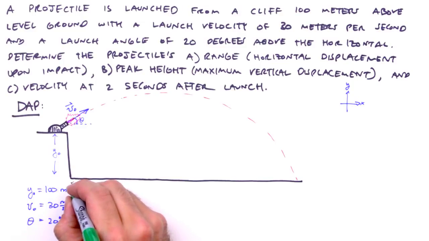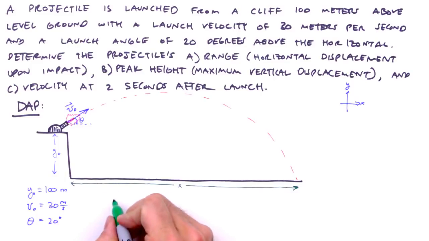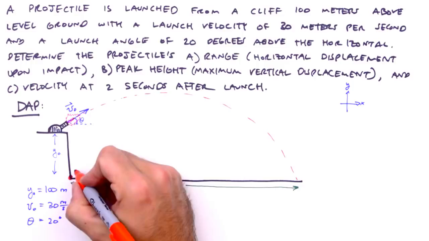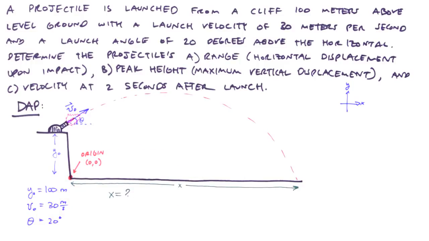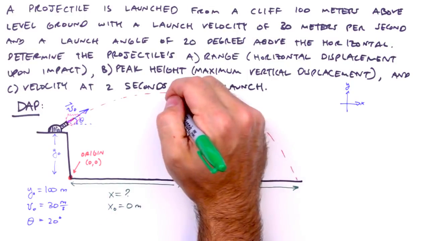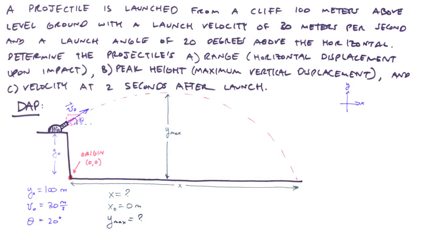The first unknown we're tasked with determining is the projectile's horizontal displacement upon impact, its range. We'll label this x. And by doing so, we've implied the location of the origin, so let's indicate that on our picture. Now it should be clear to see that our projectile's initial position along the x-axis is 0 meters. We'll label the maximum vertical displacement, that is to say our peak height, as y max.